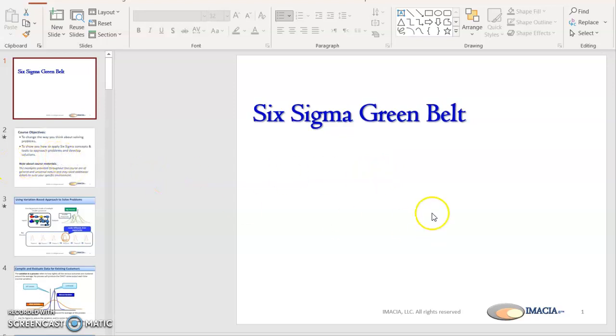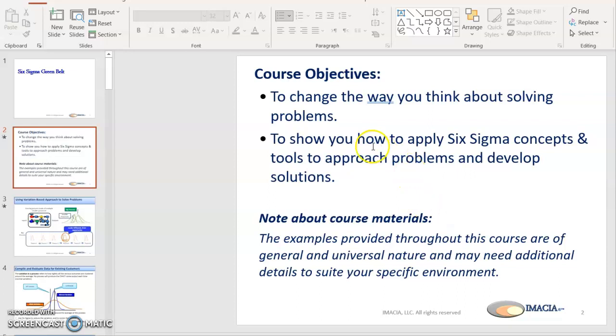The objectives of Six Sigma basically is to change the way you think about solving problems. And as we know, or as I say, a problem half well-defined is half solved. The second objective is maybe to show you how to apply Six Sigma concepts and tools to approach problems and develop solutions.